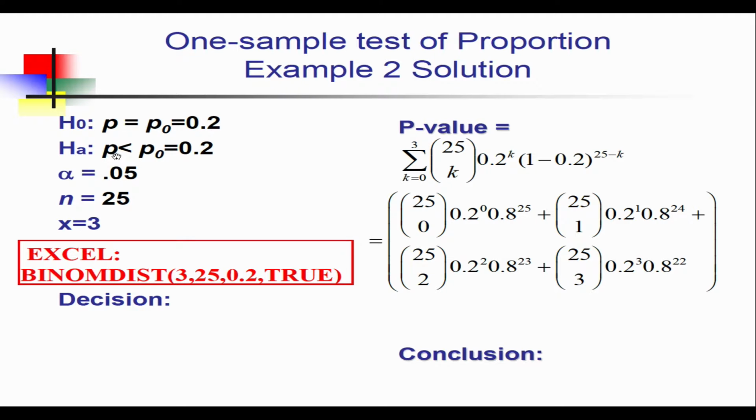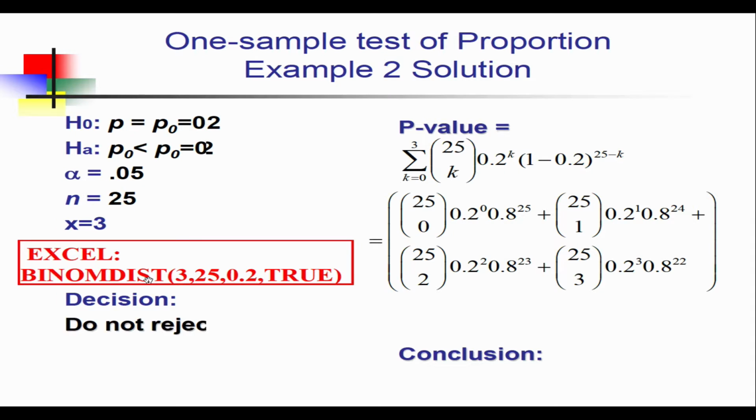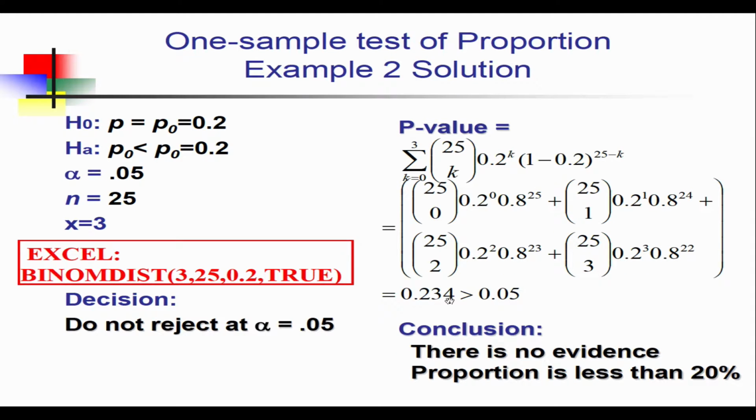Because in the alternative P less than P0, we need to calculate the p-value from k from 0 to 3. 3 is our observed number of successes. P less than P0, we only count the probability smaller than or equal to x. Then this is the summation from 0 to 3 of those binomial quantities. And this quantity can be obtained by this function in Excel. And this gives us the number 0.234. This is the p-value based on the exact binomial distribution, the binomial method.